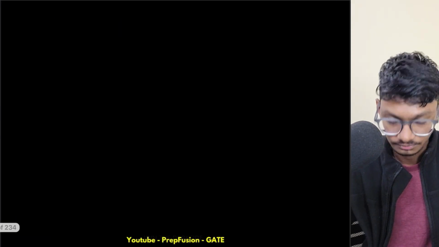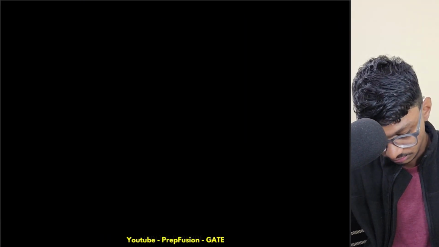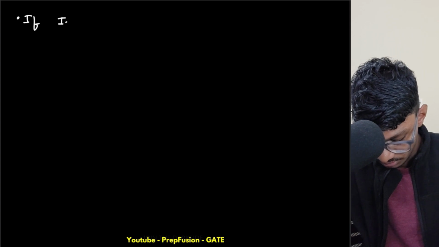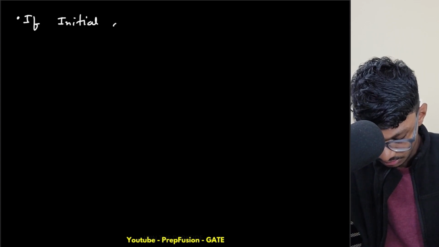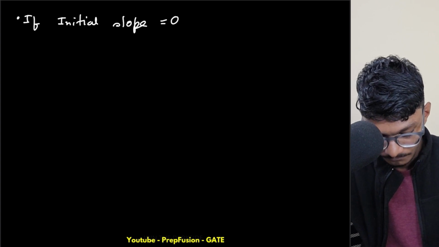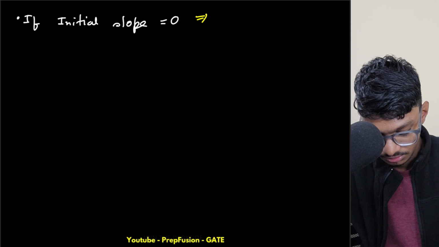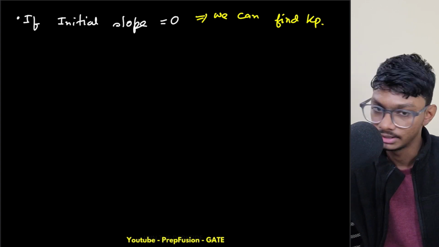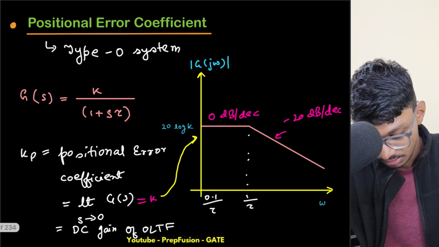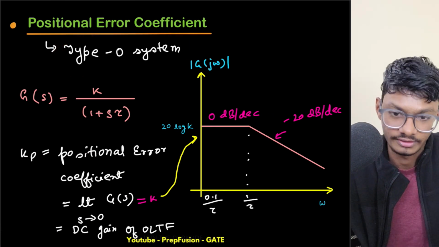So I should write this down, that if the initial slope is 0, then we can find Kp. Else we won't be able to find it, because Kp is only valid for a type 0 system. Here it is a type 0 system. Kp is only valid for a type 0 system.